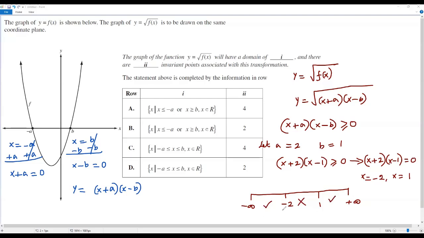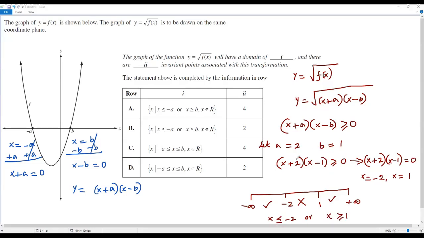I've already told you that x can be equal to negative 2, because when I plug in x equal to negative 2, it becomes 0, and 0 greater than or equal to 0 can be accepted. So x can be equal to negative 2 or less than negative 2. Otherwise, x can be equal to 1 or greater than 1. So these are the two solutions we get for this inequality.